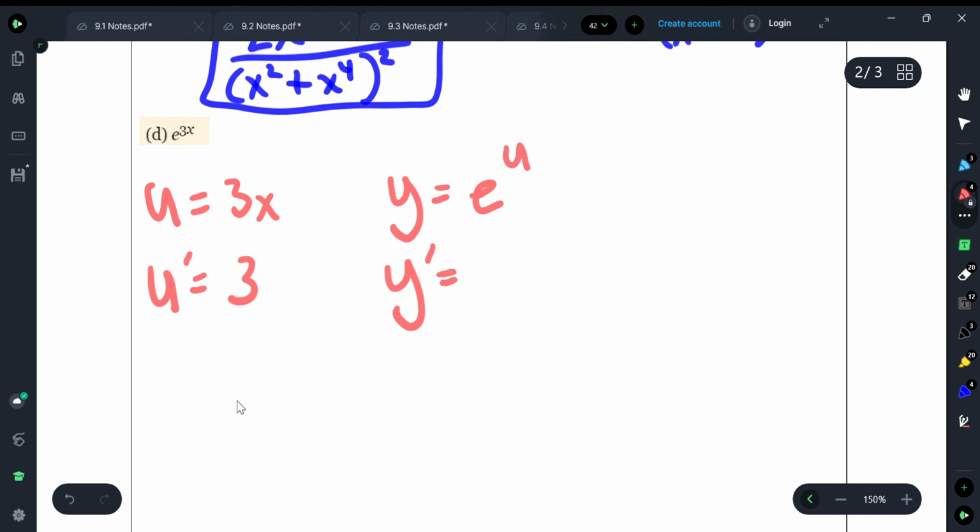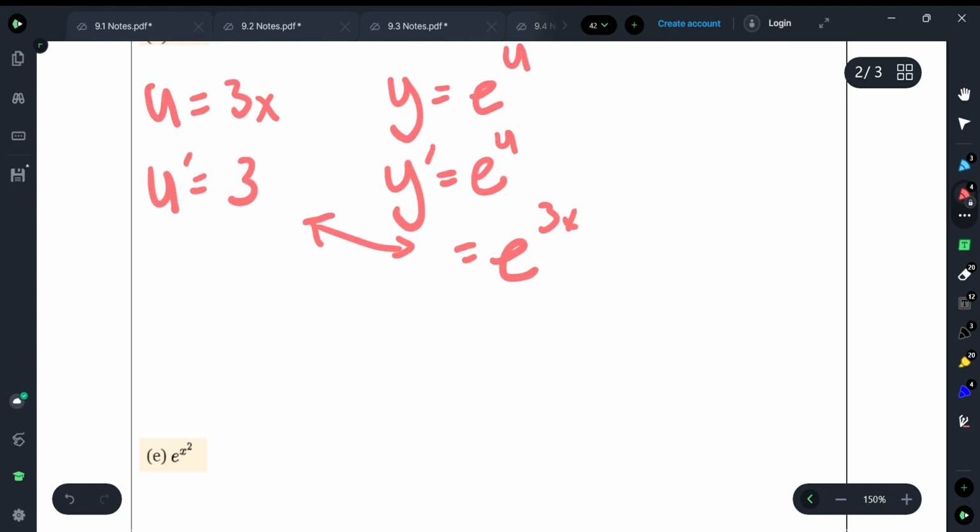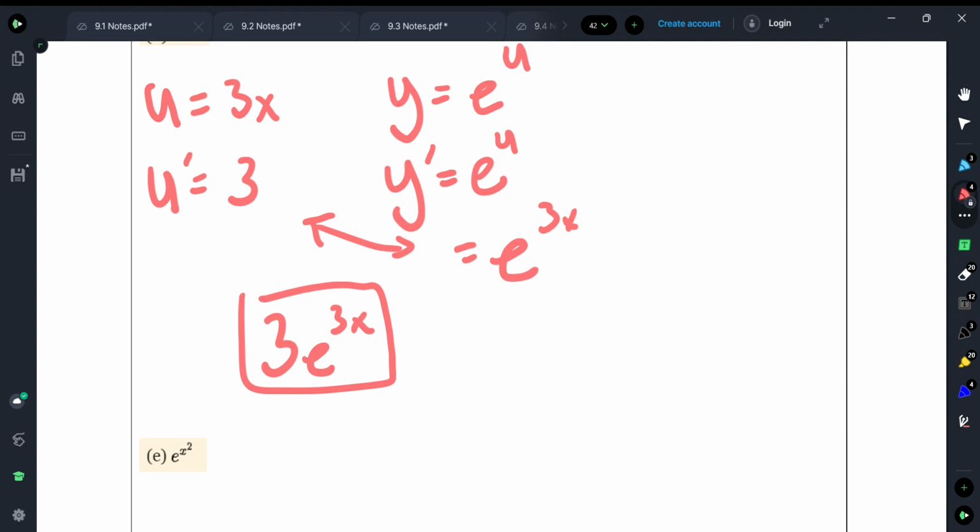Derivative of the outside e to the u is just going to be e to the u power. So this is going to be e to the 3x. Multiply both of the derivatives together, and I'm just going to get 3 e to the 3x power. Okay, cool. And remember that when you have e to something, you're going to have that derivative times e to that original function. Okay, it's going to look like that.